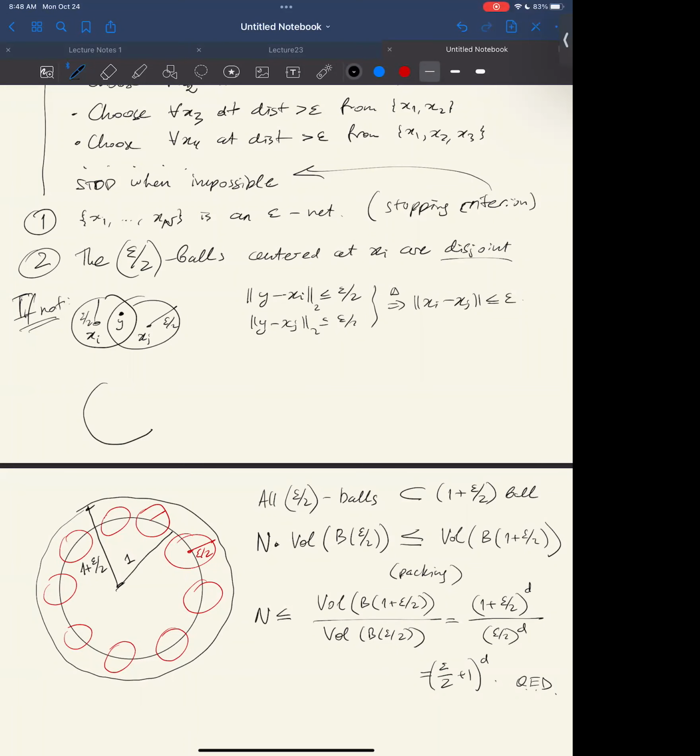May I ask a question? Yes, Maxim, go ahead. Would we get a better inequality if we say that these balls lie between two spheres, from this 1 plus epsilon over 2 radius and 1 minus epsilon over 2? Ah, yeah. Beautiful question, yes. Like this, right? I guess it would be the same asymptotically in d, but still. That's a good question.